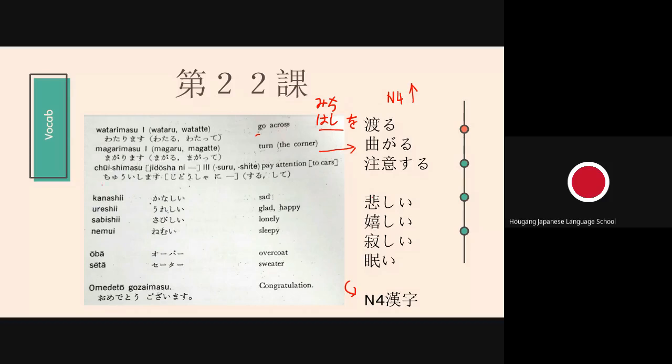Next, 注意します. 注意します is actually like Chinese, kanji also the same. Look out, pay attention to cars. If you add a particle, it's 注意, pay attention to cars. Only three verbs in this lesson. Why? Lesson 20, intermediate one, less on verbs, more on grammar, I guess. E2 has a lot of verbs, right? Every lesson has 10 verbs at least, because we expect you to know your verbs very well before you can change to other forms.